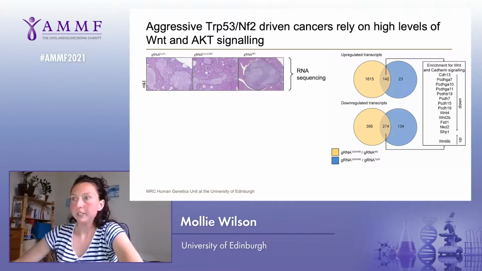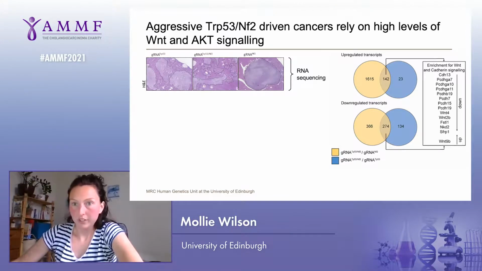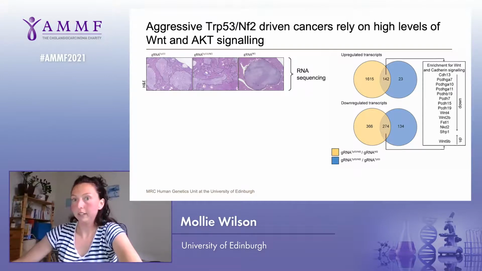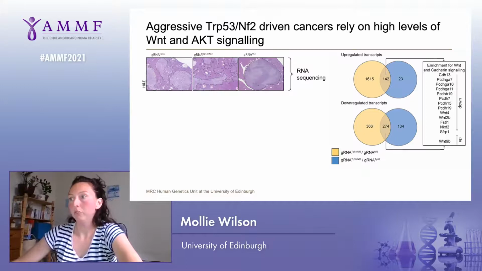Beta-catenin is the core protein involved in the Wnt beta-catenin signaling pathway, and in the absence of Wnt ligands, when the canonical Wnt pathway is off, beta-catenin is phosphorylated and targeted for destruction. We also have these negative regulators of Wnt signaling here that are downregulated, so NKD2 and SFRP1, for example.